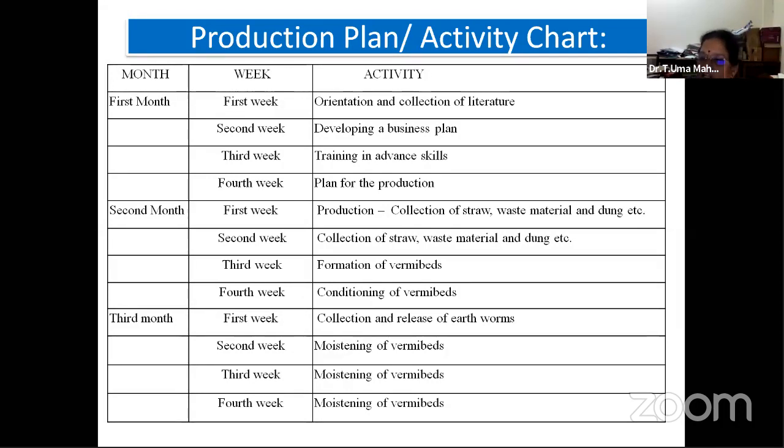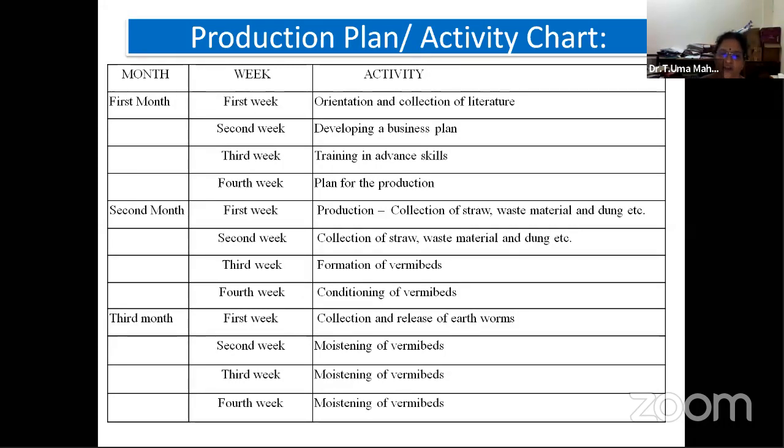So if you immediately release the worms, they will die. For that purpose, what we have to do is go through the things and soften it, as well as reduce the temperature by watering. So conditioning of vermibeds is nothing but adding and sprinkling water daily, so the temperature will get down by the time you want to release the worms.